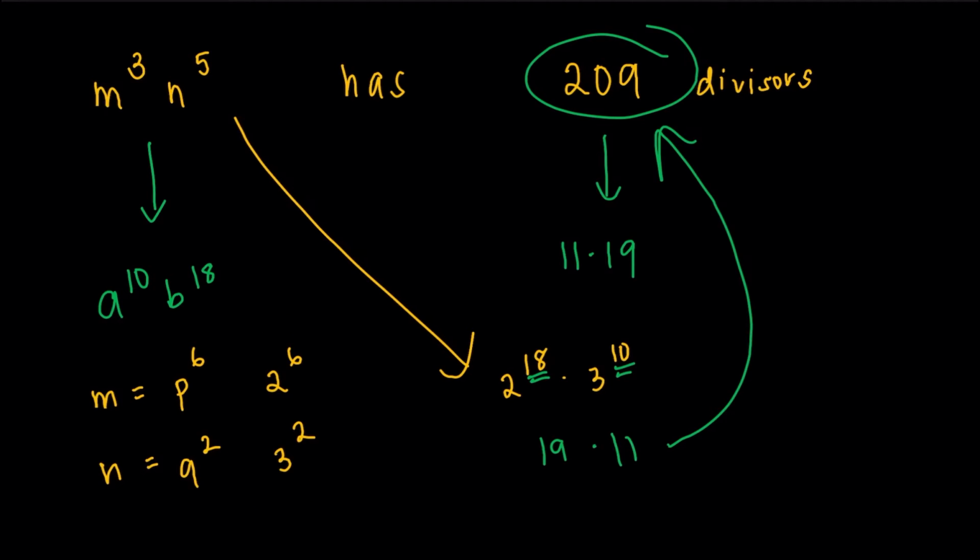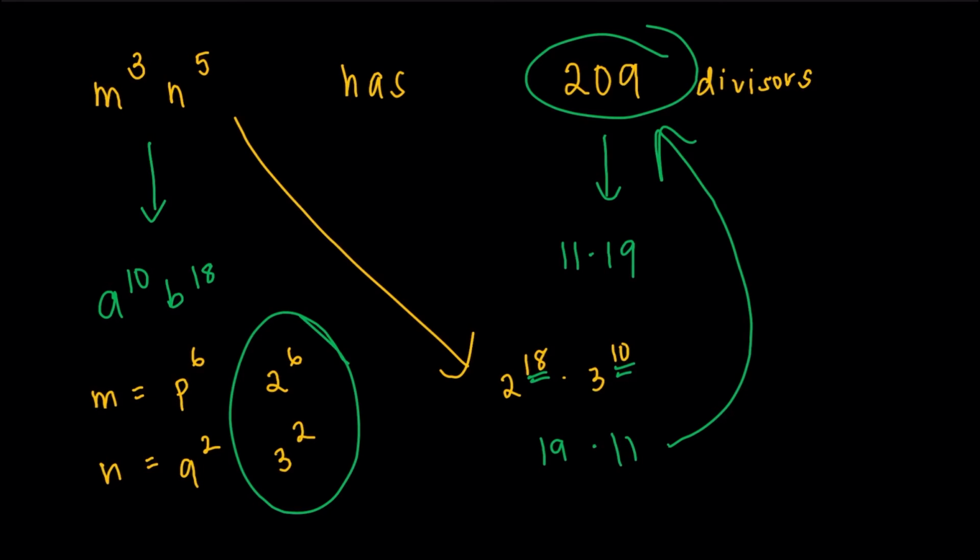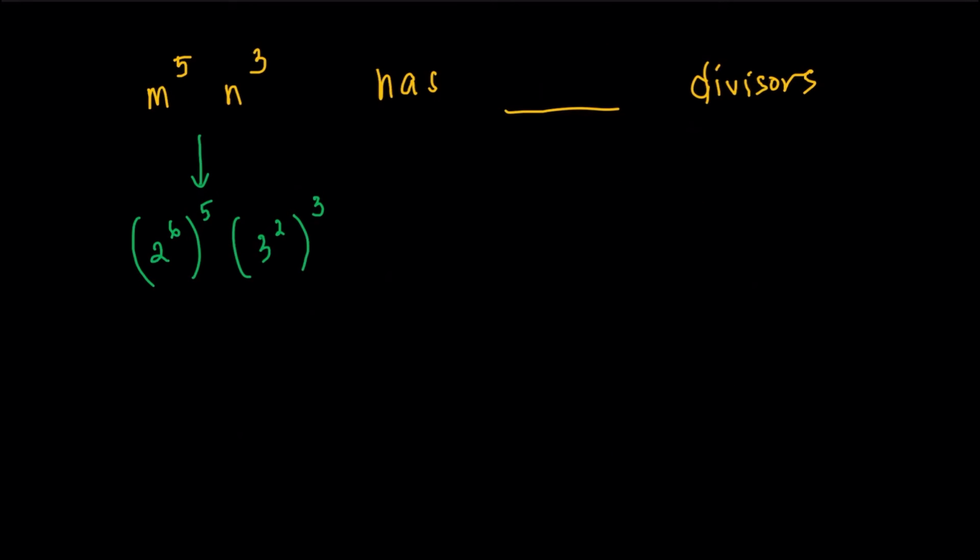Going back to the question, just for demonstration purposes, I'm going to use 2 raised to 6 and 3 squared and check how many positive divisors m to the fifth times n cubed has. 2 to the 6 is m, 3 squared is n, so just directly substitute it in. Using the laws of exponents, that's going to be 2 raised to 30 times 3 raised to 6. We already have the prime factorization. Take the exponents, add 1 to each: 31 times 7. That's just simple multiplication, and it gives us the final answer of 217 positive divisors for m to the fifth times n cubed.